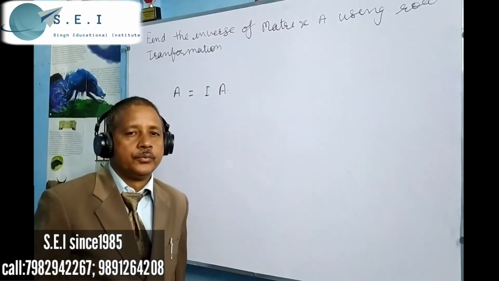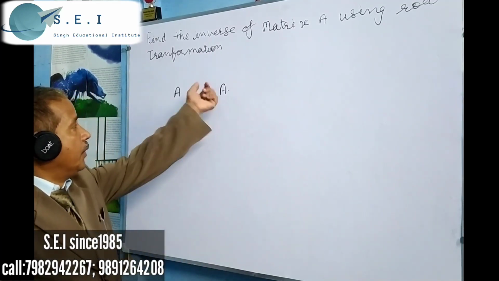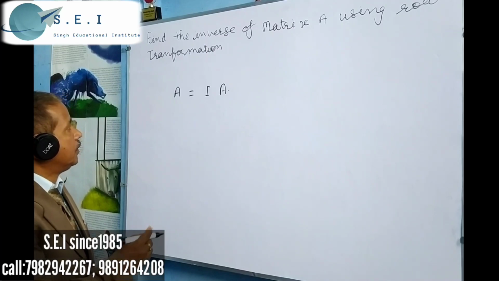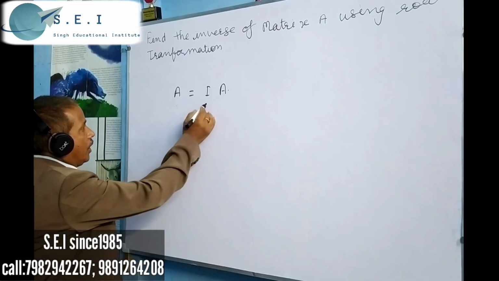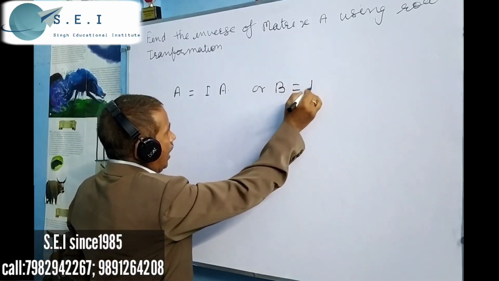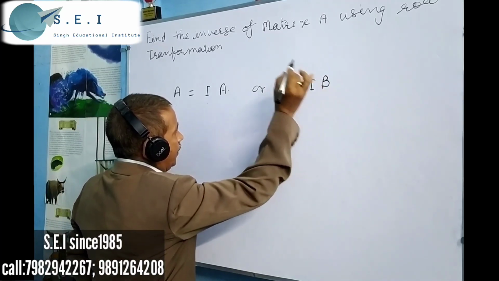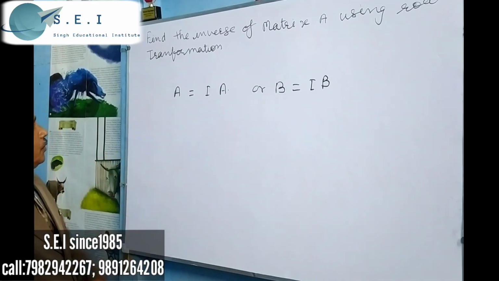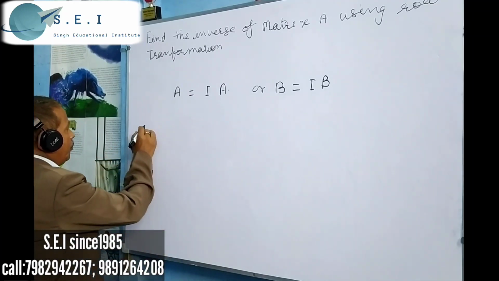To learn the inverse of a matrix using row transformation, we should learn that A is equal to IA, or any matrix B is equal to IB, if we are transforming a row. So let us try to prove it.